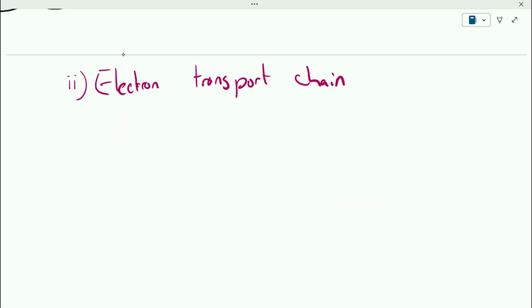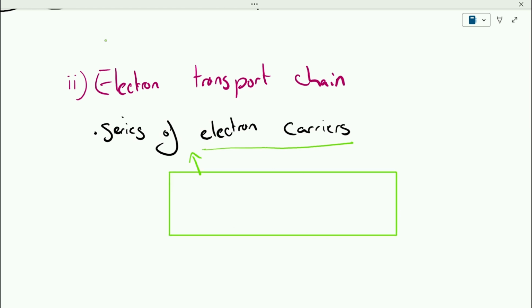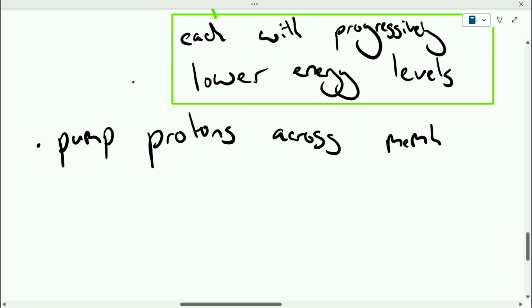The second stage is the electron transport chain. The electron transport chain is made up of a series of electron carriers, each with progressively lower energy levels. As high energy electrons move from one carrier in the chain to another, energy is released.